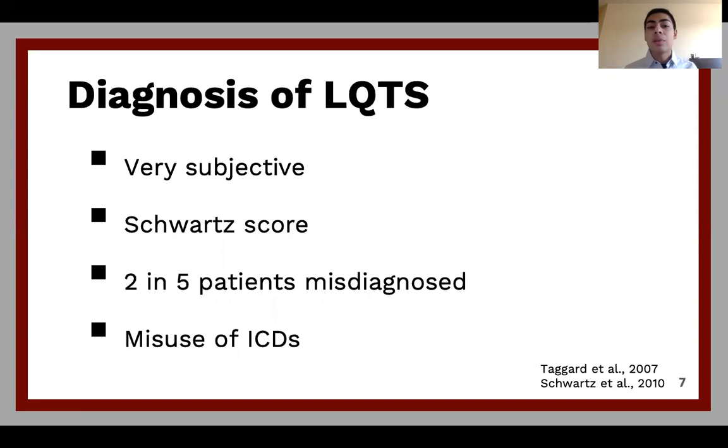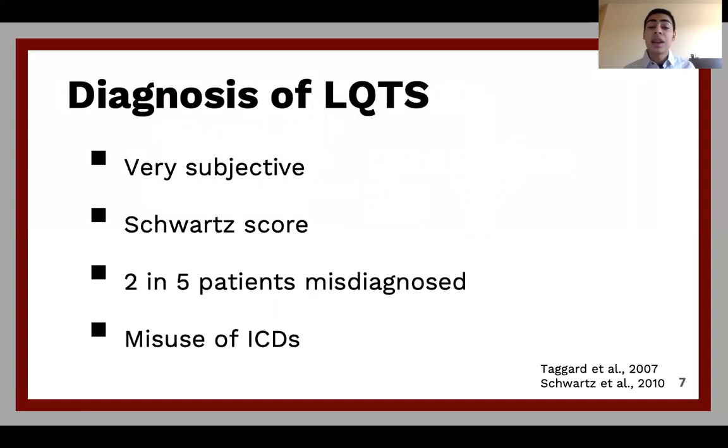So clearly it's up to misinterpretation, and that's why a previous study found that 2 in every 5 patients that were diagnosed with long QT syndrome did not actually have the disease. So that's a huge problem. That's about 40% of people who were misdiagnosed. There could have been groups of people that were overdiagnosed, and that created a huge issue.